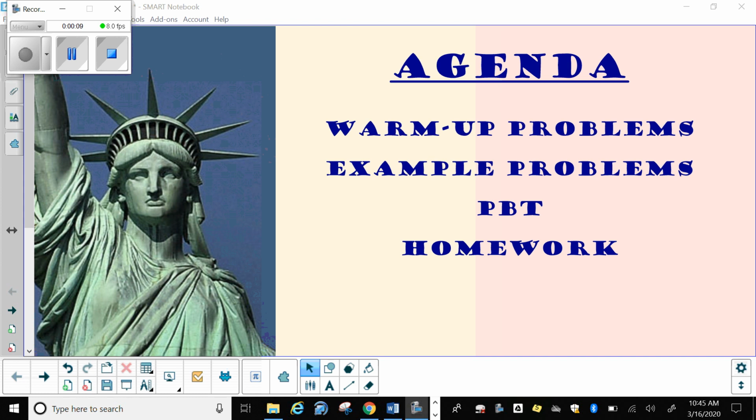Today's focus is going to be our lesson on AA similarity. AA stands for angle. So last week we talked about what makes figures dilated and what makes them similar. To prove similarity, corresponding angles have to be congruent and corresponding sides have to be proportional.